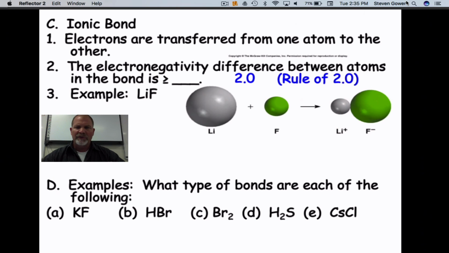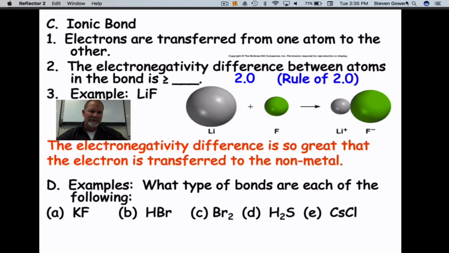Down below here, we then just took a look at different types. Really quick, just know covalent is still present. It's just that it finally came so strong that the non-metal gained the electron because it has a higher electronegativity, and there's enough of a difference that it actually took place. Covalent's still there, but ionic now has taken the lead.